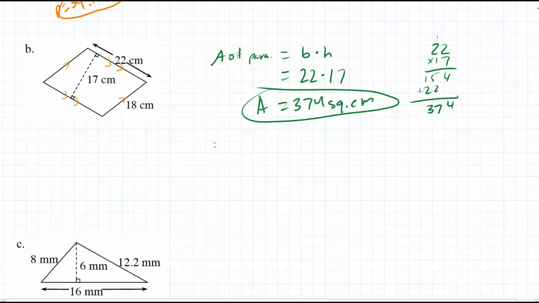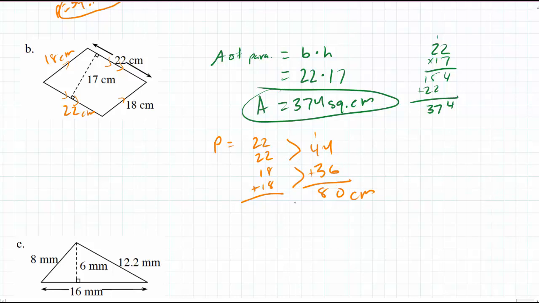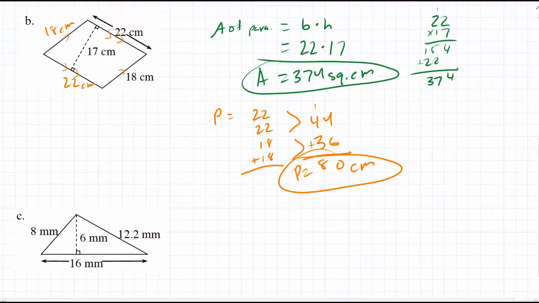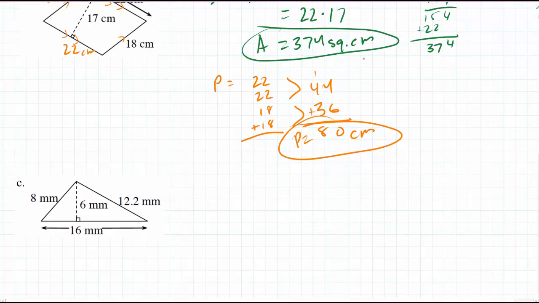For the perimeter, again, we add all the sides. But don't forget, this is 22, this is 18. We can't forget those two sides as well. So we'll do 22 plus 22 plus 18 plus 18. I know 22 plus 22 is 44. 18 plus 18 is 36. This is 10, 7, 8. So 80 centimeters is the perimeter. And again, parallelogram, hopefully you remember that and how to convert that from to a rectangle.